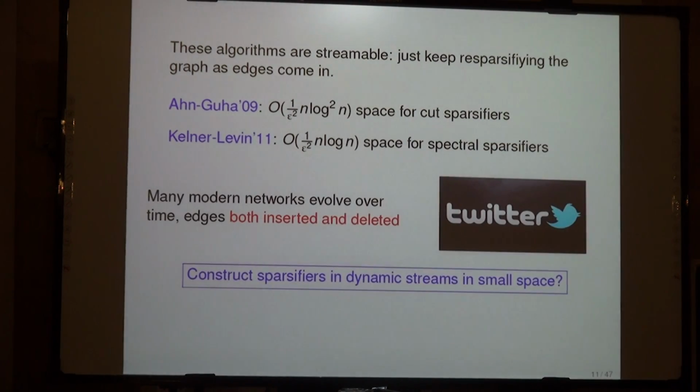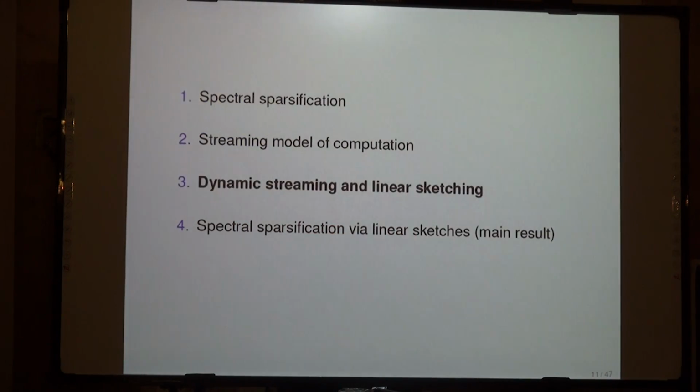Good. And it was shown in two papers, by Ahn and Guha in 2009 for cut sparsifiers, and by Kelner and Levin in 2011 for spectral sparsifiers, that basically these algorithms are streamable. Just as the edges are coming in, just keep resparsifying this in some tree-like fashion, and you'll get the right result. And so now we want to understand, okay, so suppose that the edges are both coming in and disappearing. Can we design dynamic streaming algorithms for graph sparsification?